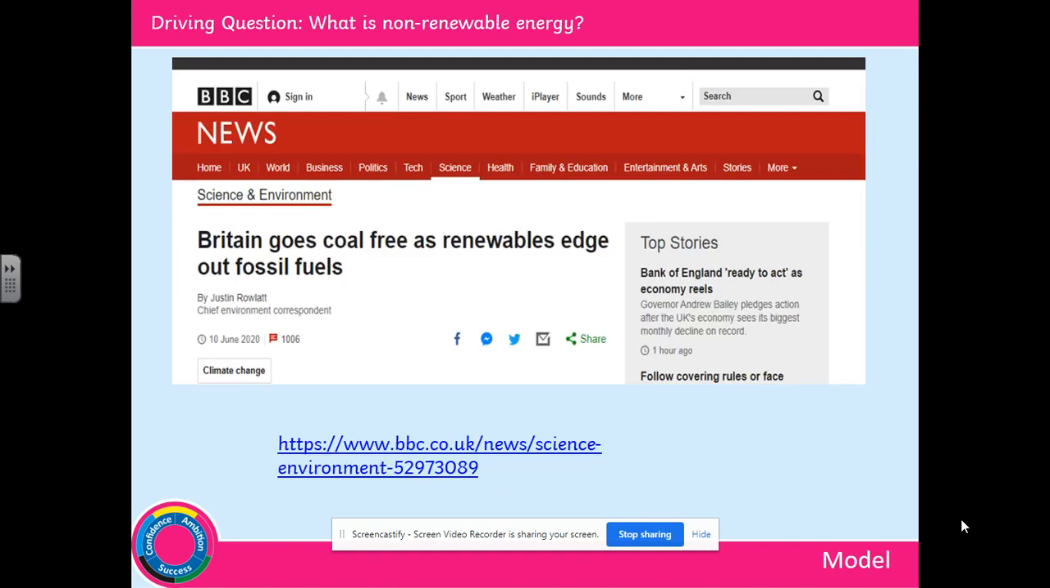Now, breaking news. Britain goes coal free as renewables edge out fossil fuels. Now, this is a very big deal for us in the UK. Guess why? Can you guess why renewables edge out fossil fuels? Now, it is very good, especially for the environment. We are contributing less to global warming. And it's also good because we are preserving some of the non renewable resources. So we're leaving some behind.